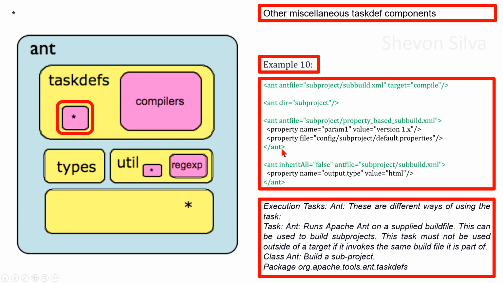Now we are considering Ant in execution tasks. These are different ways of using the task. The task Ant runs Apache Ant on a supplied build file. This can be used to build subprojects. This task must not be used outside of a target if it invokes the same build file it is part of. The class Ant builds a subproject. This is in the package org.apache.tools.ant.taskdefs.